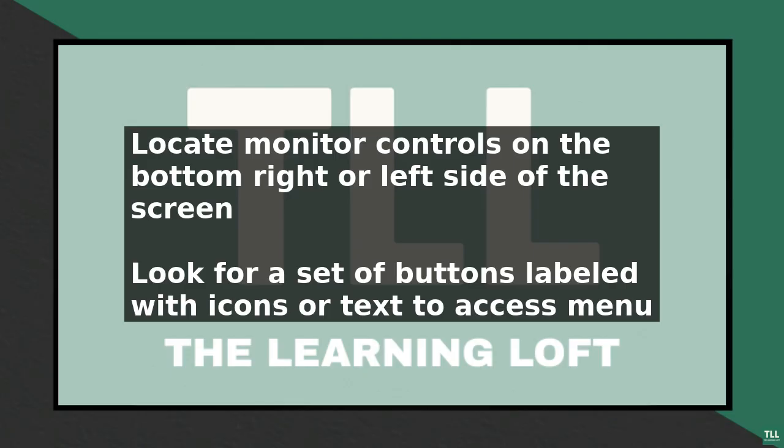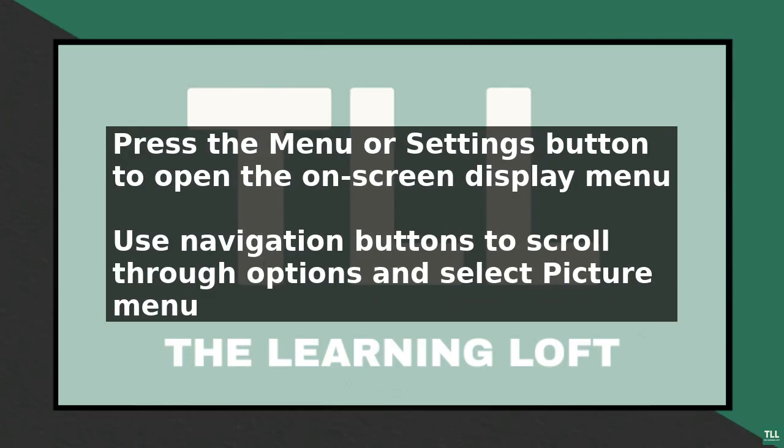Use the navigation buttons, often marked with up and down arrows, to scroll through the options. Select the Picture or Display menu, where you will find the brightness adjustment option. In the Picture or Display menu, navigate to the Brightness or Picture Mode setting. Use the navigation buttons to adjust the brightness level to your preferred setting.